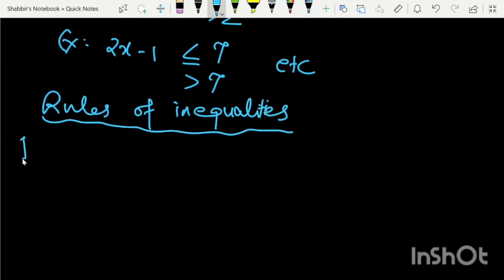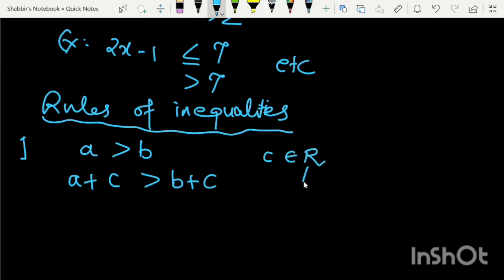So rules related to inequalities. The first rule that we will see would be, if A is greater than B, then if I add the same number to both sides, the sign of the inequality would be the same. C is any real number, any constant. We can write it as C belongs to the set of R. This is what we call the set of real numbers.